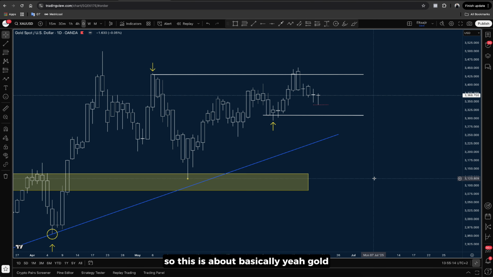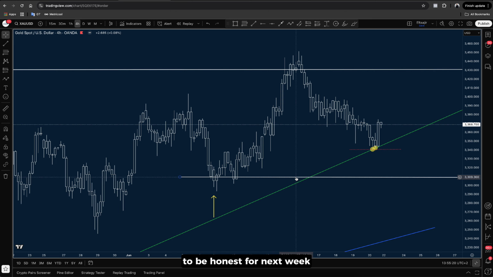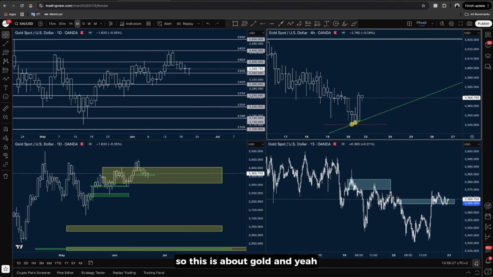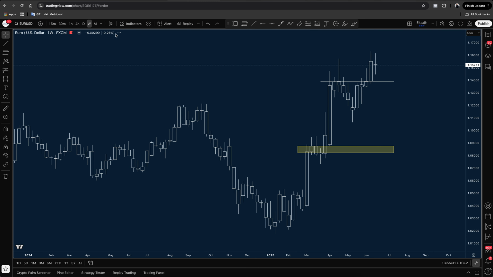So this is about gold. I'm really into this scenario, to be honest, for next week. I would really love to see it happen. So this is about gold. And now let's move to EURUSD.